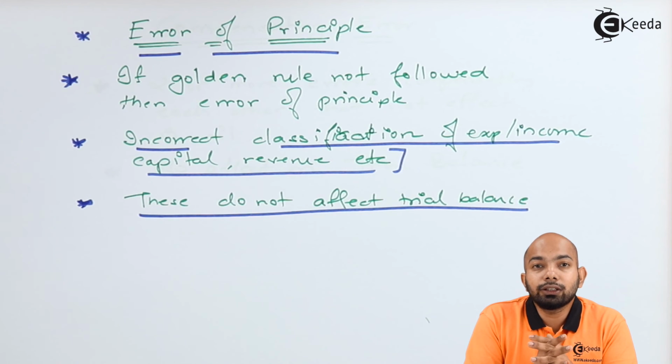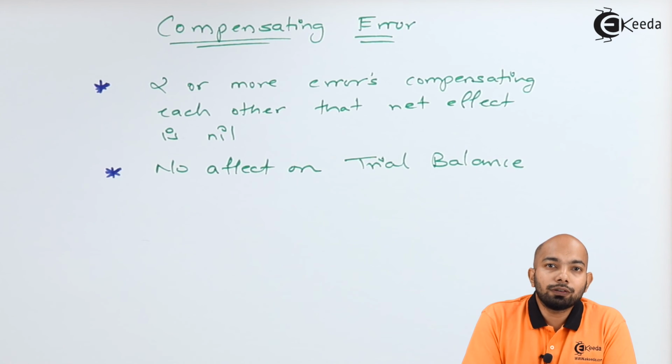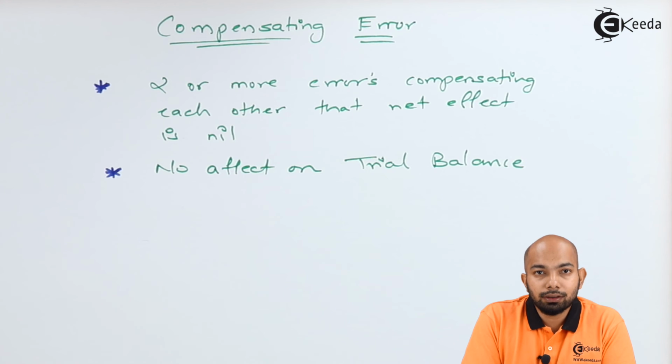Now let's go ahead and see the fourth kind of error we are talking about, which is compensating error. When we talk about compensating error, that means two or more entries are setting off the errors. For example, if we take one of the entries where the purchase transaction has been debited instead of the same account being credited or debited. Let's give you an example briefly here.